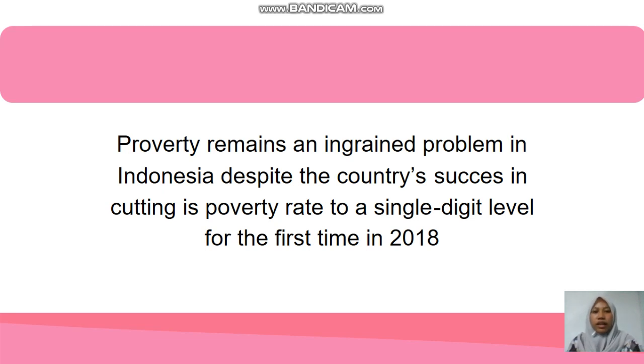Poverty remains an ingrained problem in Indonesia despite the country's success in cutting its poverty rate to a single-digit level for the first time in 2018.